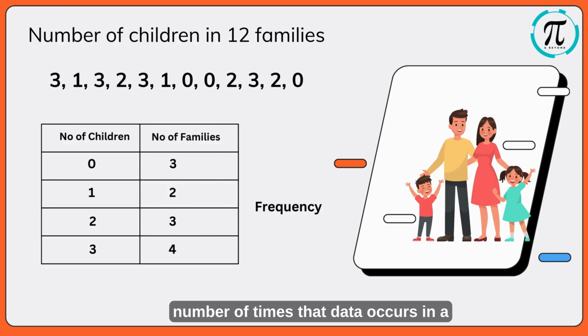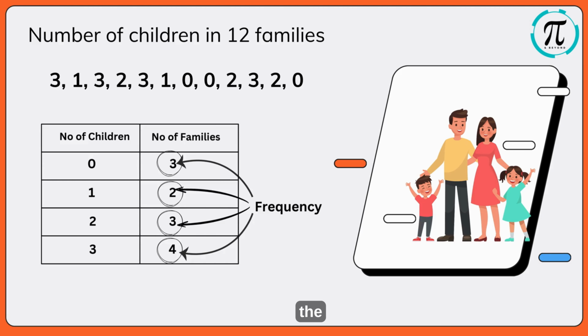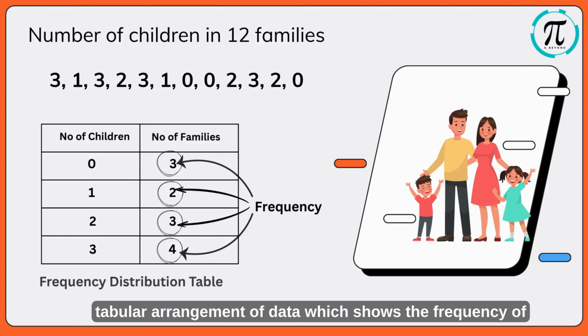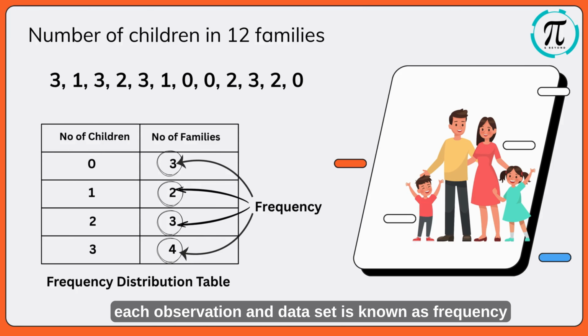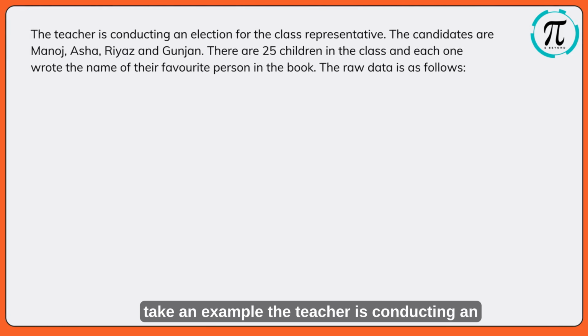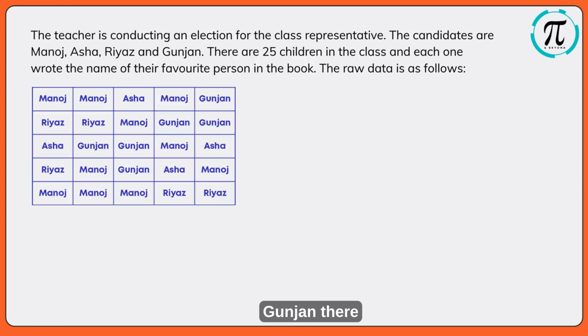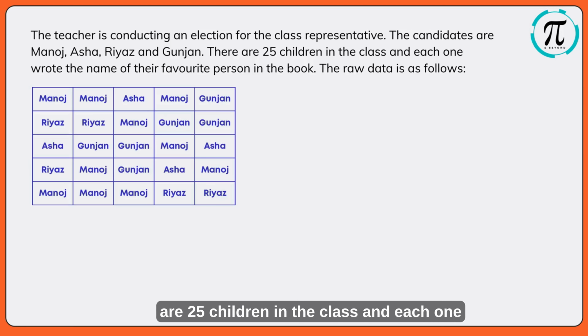The number of times a data occurs in a data set is known as its frequency. The tabular form of data, which shows the frequency of each observation in a data set, is known as frequency distribution. Let's take an example. The teacher is conducting an election for the class representative. The candidates are Manoj, Asha, Riaz, and Gunjan. There are 25 children in the class, and each one wrote the name of their favorite person in the book. The raw data is as follows.